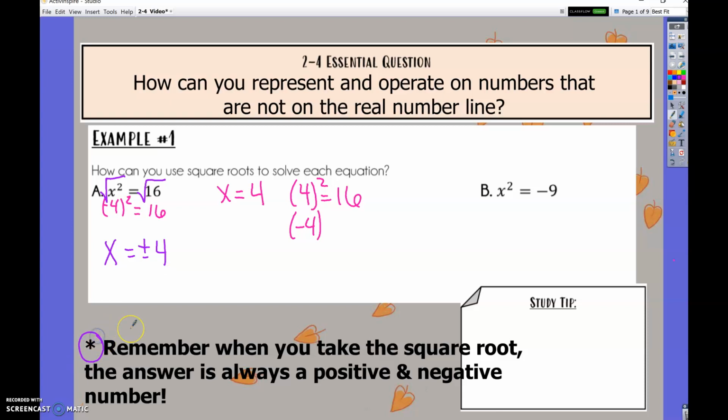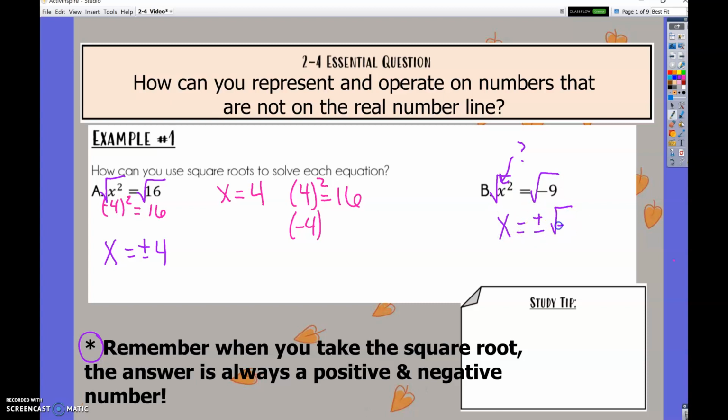Down here we have this note that says, remember, when you take the square root, the answer is always a positive and a negative number. That's to say plus or minus 4 in this example. But what happens over here when someone says x squared equals negative 9? What might x be? Well, to cancel out the squared, we still could take the square root. And it leaves us with x. We'd remember to put our plus and minus.